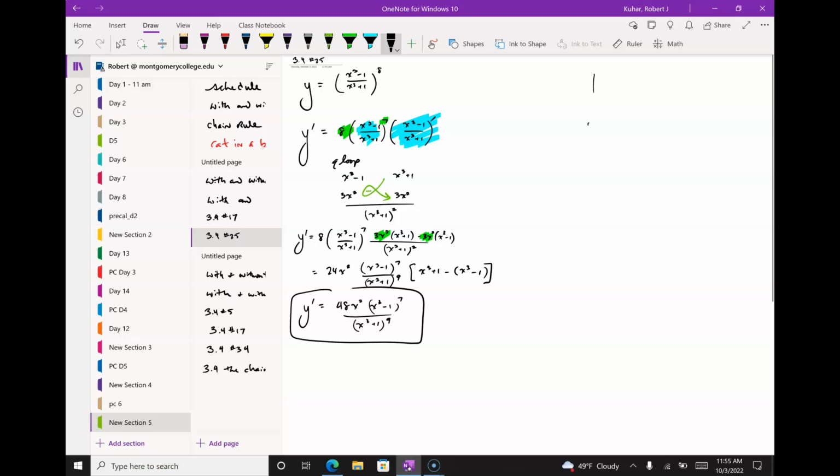Yep, let me go. Tell me where. Okay, in step 4. So I factored that out. I took those 3x squareds out, and the 8 became 24x squared. Now what's left? X cubed plus 1 minus x cubed minus 1. So the x cubes will cancel, and the 1 plus 1 is 2. So that became 48x squared.